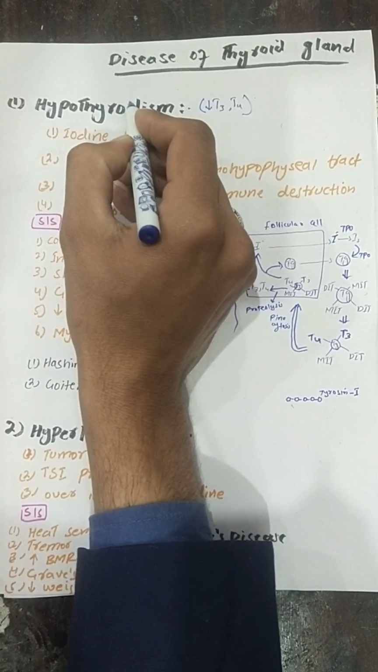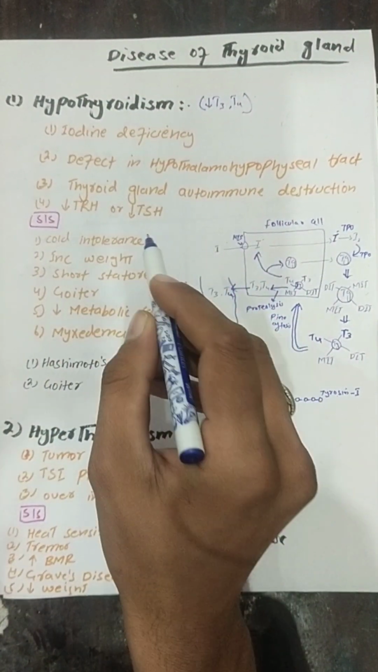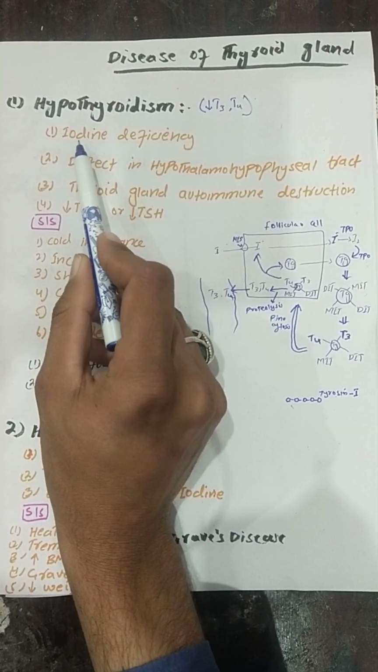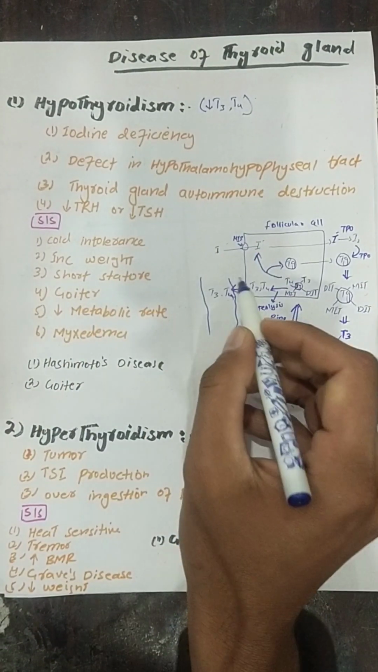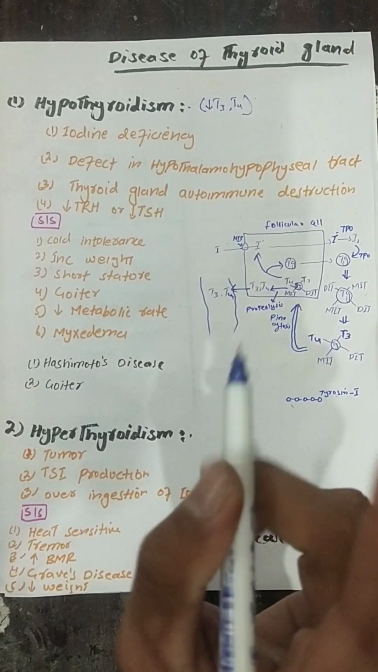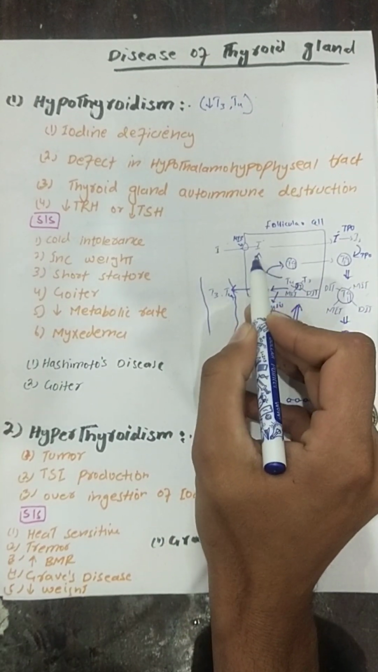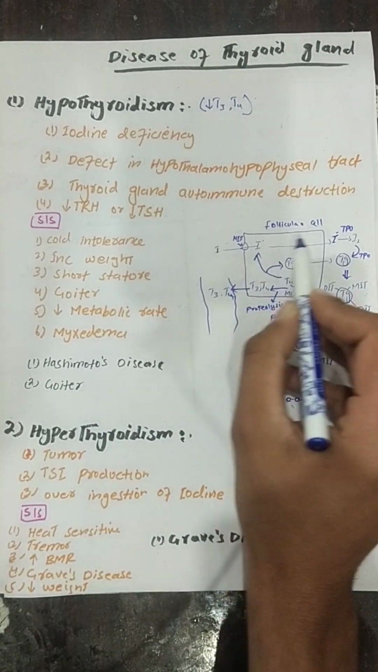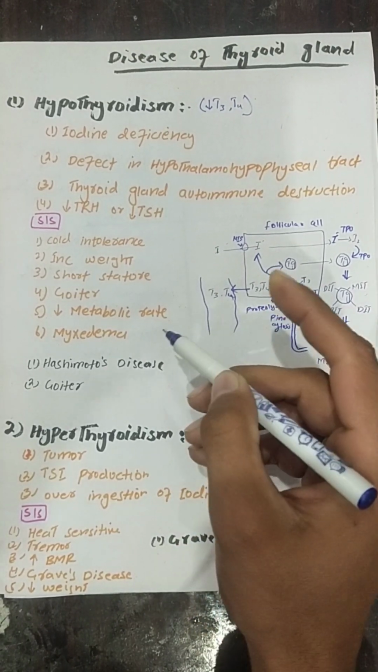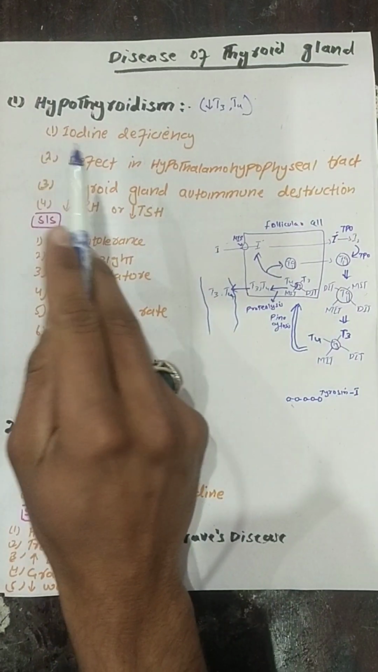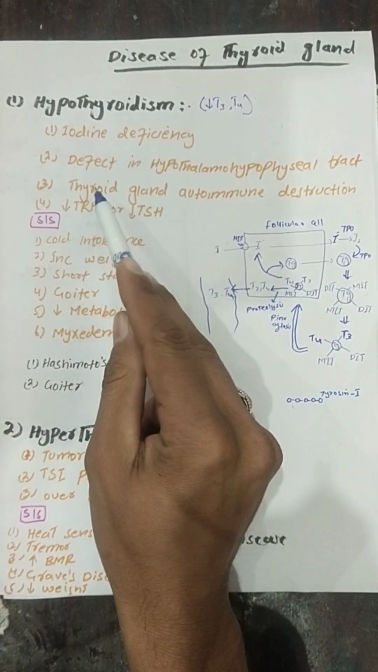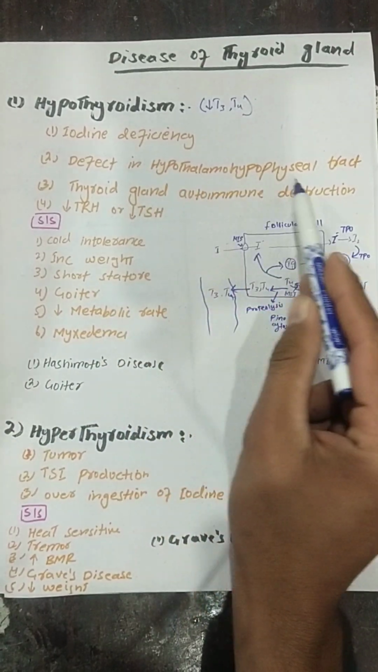Okay, and in hypothyroidism, the pathophysiological causes may be iodine deficiency. It means a person is taking a small amount of iodine. If the iodine is a small amount, then this iodine will not be present, and so all these processes will not occur, and so there will be no formation of T3 and T4, and hypothyroidism will occur. The second most common defect is a defect in the hypothalamo-hypophyseal tract.